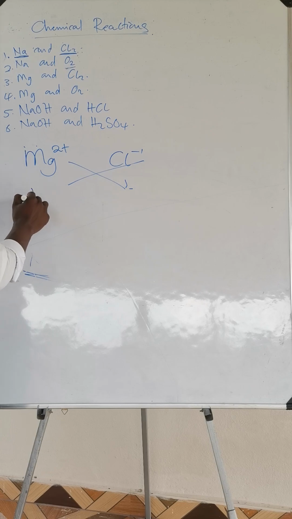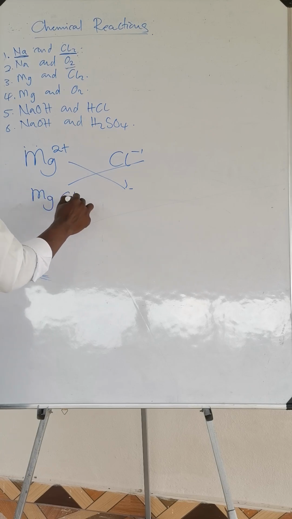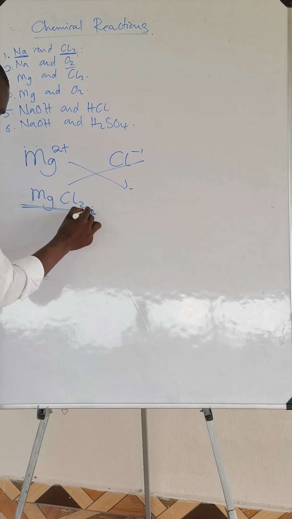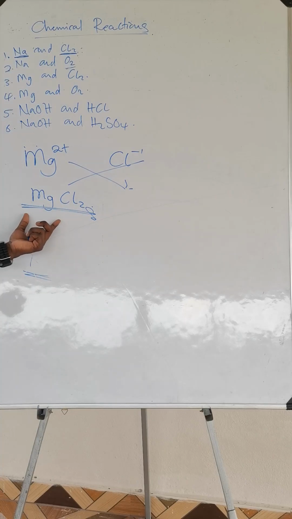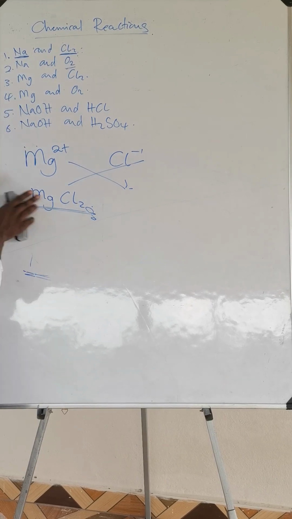So it becomes MgCl2. This is the compound called magnesium chloride, MgCl2. Okay, so let's write the equation for this one.